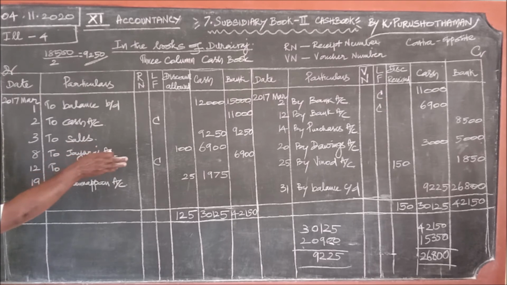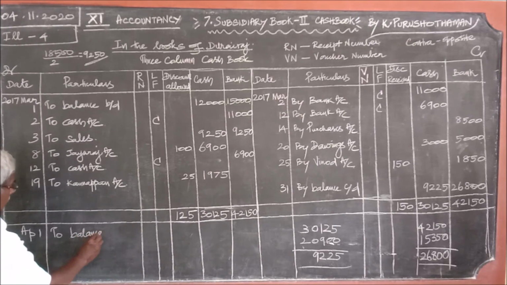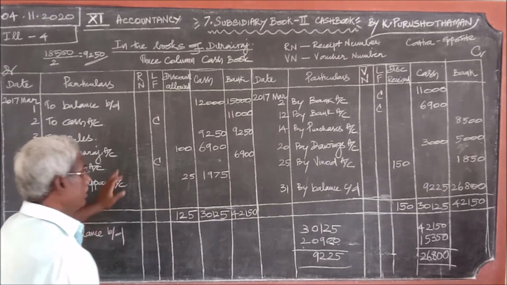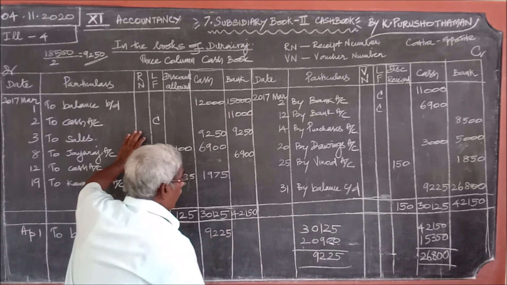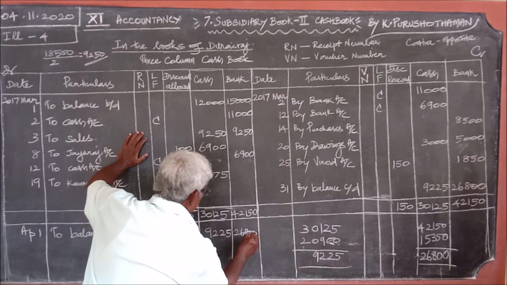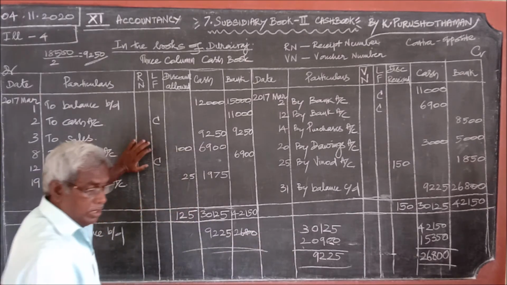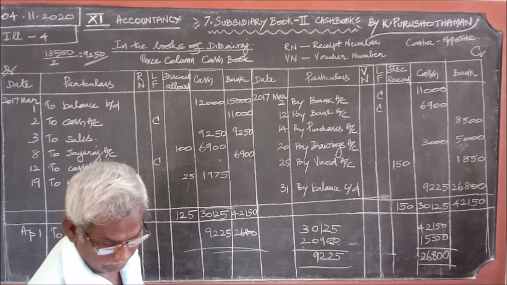There is the carry down entry here on the opposite side, that is March 31st. Therefore, on April 1st, to balance, brought down the same amount, 9,225, and the bank column balance, 26,800. And this is what we have seen in illustration 4.